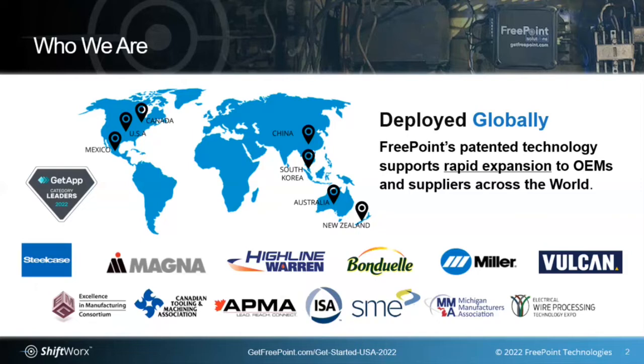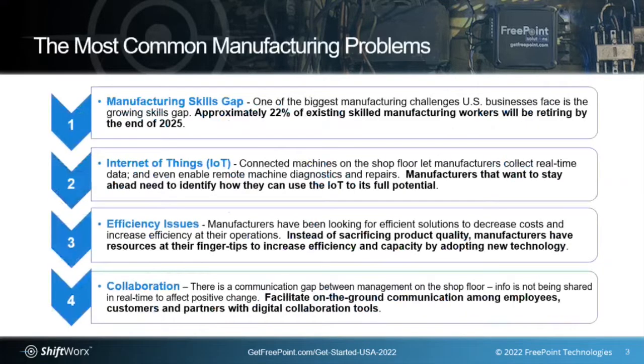Now, the most common problems that we've seen in manufacturing plants are four, and the ShiftWorx platform really addresses all four. Number one is the manufacturing skills gap. We're in a time right now when a generation of experienced people is leaving and has to be filled with young people. About 22% of the existing skilled workers will be retiring by the end of 2025. That's a significant turnover. Compounding that, we've just come through COVID, and that's also made it very difficult and challenging to attract new workers and to retain the workers that we have. That's challenge number one in North America.